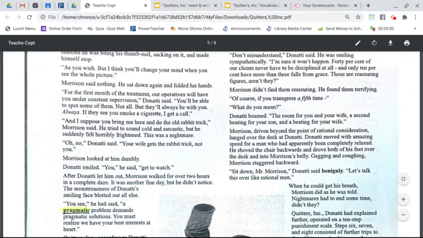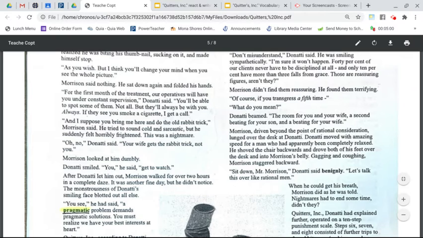Morrison didn't find them reassuring. He found them terrifying. "Of course, if you transgress a fifth time..." "What do you mean?" Donati beamed. "The room for your wife, for you and your wife, a second beating for your son, and a beating for your wife." Morrison, driven beyond the point of rational consideration, lunged over the desk at Donati.